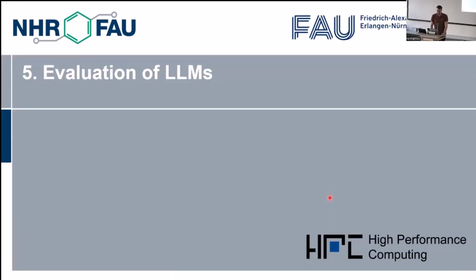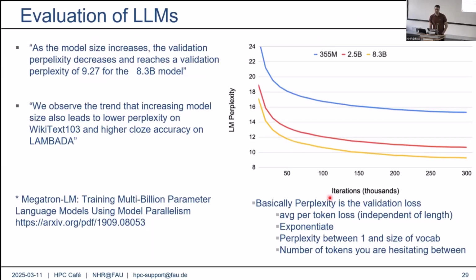Okay, let's go into the evaluation of LLMs a little bit. There's a metric called perplexity, which is the validation loss: the average per-token loss is exponentiated, and the perplexity is between 1 and the total vocab size. The value of perplexity is the number of tokens the model is hesitating between for the next prediction. So the lower the number of tokens it is hesitating between, the more accurately the model predicts the next word. Perplexity is used for next word prediction, so for evaluating pre-training most of the time.